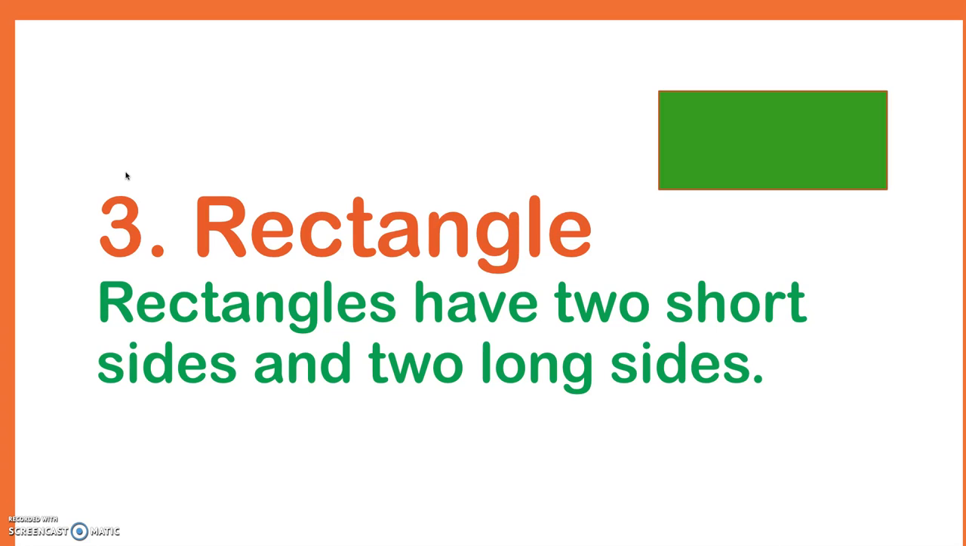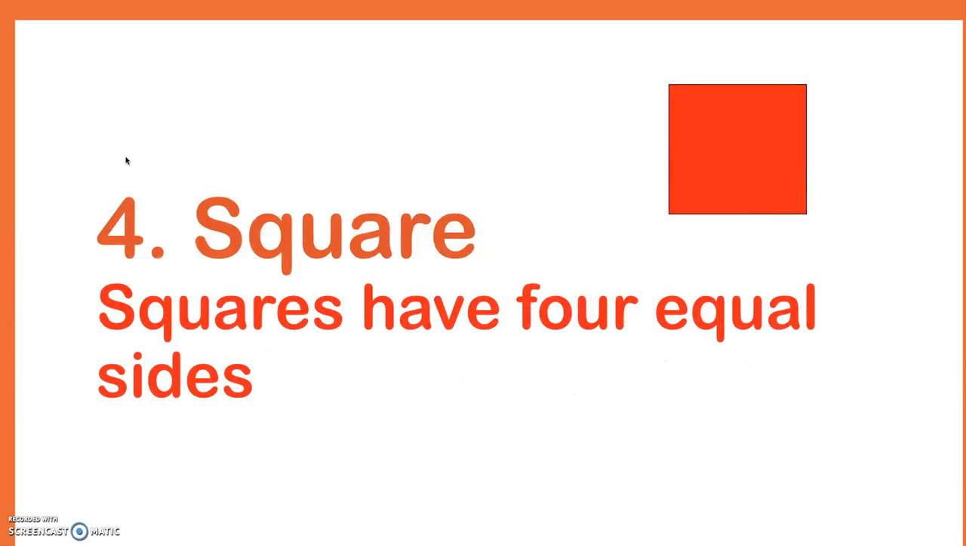Third, we have the rectangle. Rectangles have 2 short sides, and they always have 2 long sides. Altogether, they have 4 sides. We can count as we look at our rectangle on the screen. 1, 2, 3, 4. 4 sides. So remember, to determine if you have a rectangle as a shape, you have to have 2 short sides and 2 long sides.